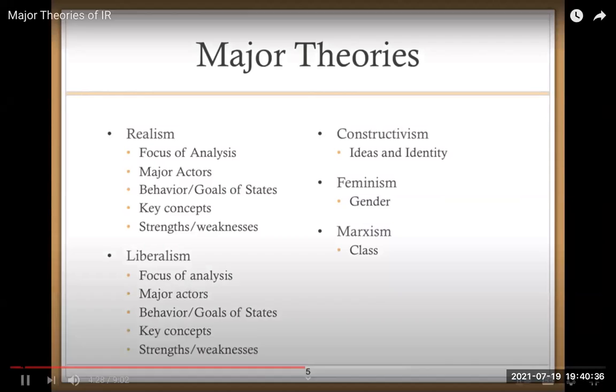All right, but there's other theories. Constructivism. I just wanted you to understand liberalism and how it as a theory helps us to understand globalization and the internationalization of markets and goods and services and even peoples and so forth.